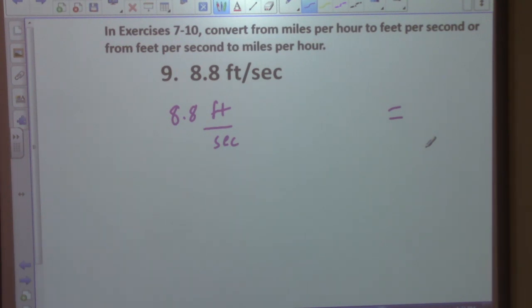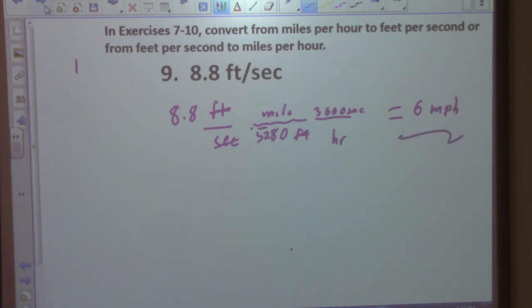Yeah, you should get 6, and it's gonna look something like this. You're gonna put 5280 down here, 5280 feet per mile. And over here, you're gonna put 3600 seconds per hour. So seconds cancel, feet cancel, and you get 6 miles per hour. Is that right, Hannah? Yes, that's what we got.